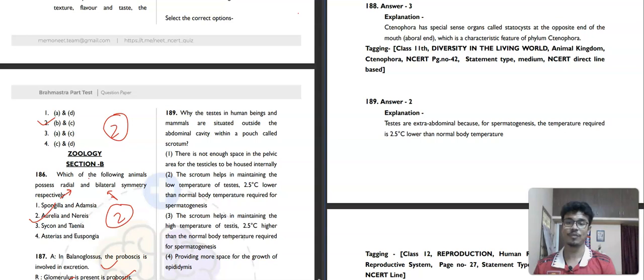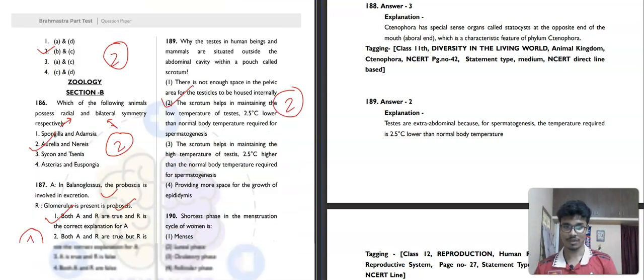Why are the testes in human beings and mammals situated outside the abdominal cavity within a pouch called the scrotum? I don't need to look at other options. The second option is the correct answer. You know this answer: the scrotum helps in maintaining the low temperature of the testis and helps in spermatogenesis. It is the temperature. If my body temperature is 37 degrees, the scrotum temperature will be approximately 35.5, like this, 35. The second option will be our correct answer.